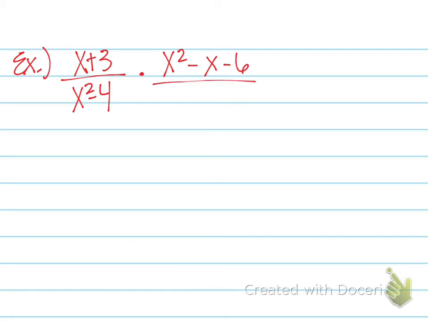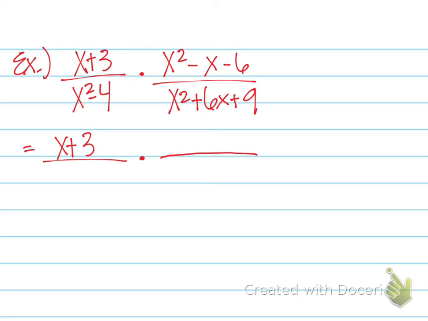All right, the next example is x plus 3 over x squared minus 4 times x squared minus x minus 6 over x squared plus 6x plus 9. So you can factor all of these except one. What is the one thing I can't factor? X plus 3.